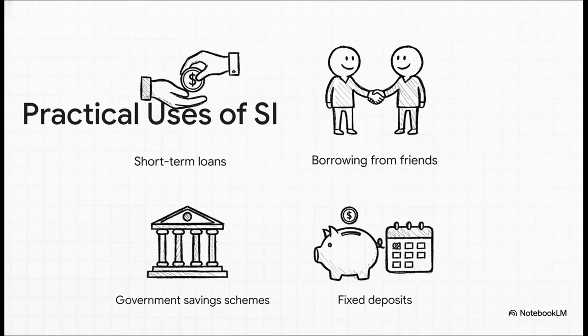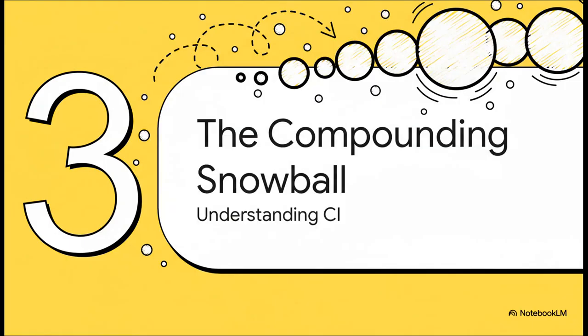Now this is where it gets really interesting. Where do you actually see simple interest in the real world? Take a look at this list. Notice the pattern? It's almost always used for short-term things, situations where you want everything to be super simple and easy to figure out. Okay, let's turn the page and meet our second character.